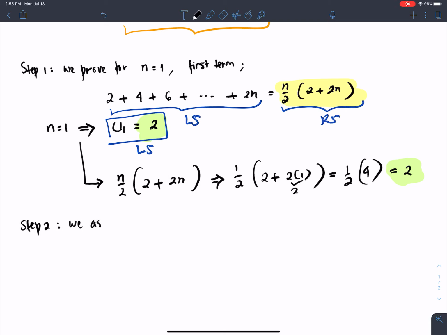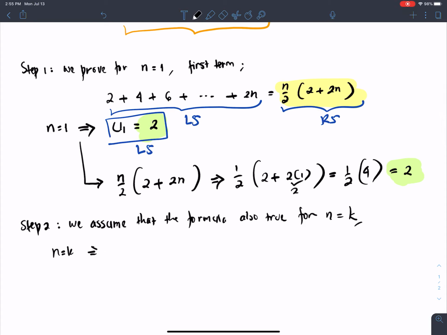So we assume that the formula is also true for n equal to k. So for n equal to k, this is what we are going to have.